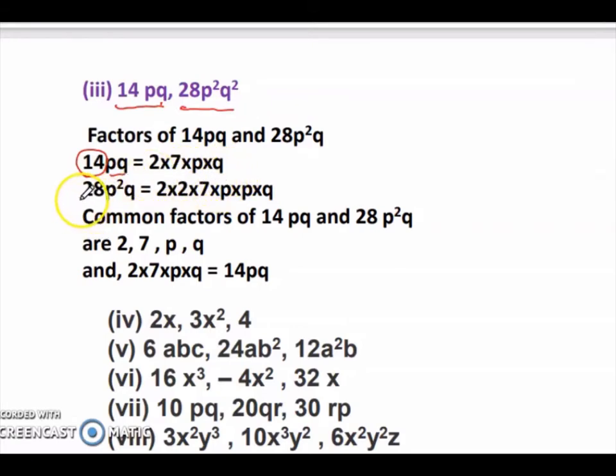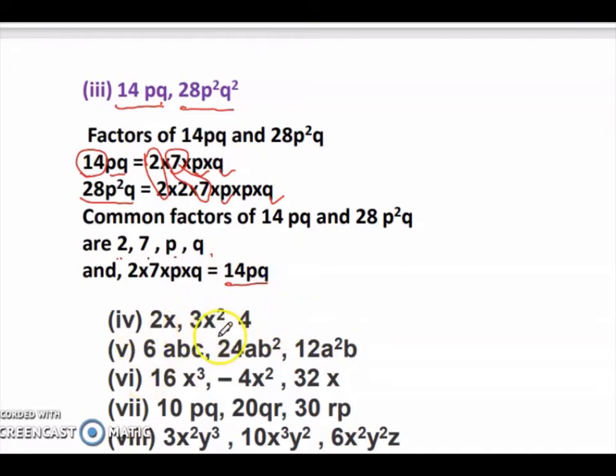Then same way 28p square q, this also you will factorize. It can be written as 2 into 7 into p square, so p into p into q. Now these are the factors. You will see what are common between these. So one pair of 2 is common, then 7 is also common, and then you have p and q. So you will multiply all these common terms and get the common factor. So 2 into 7 into p into q will give you 14pq.